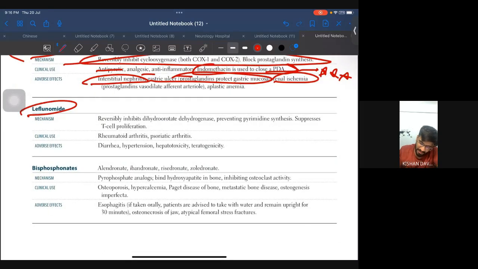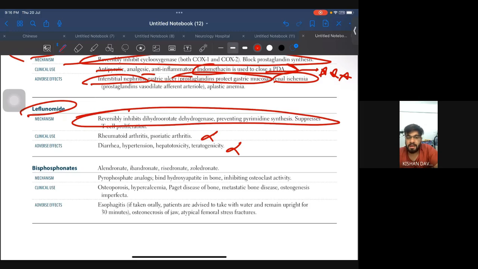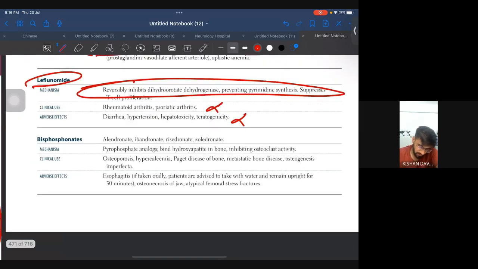Leflunomide. They haven't asked anything regarding this, but they have asked the mechanism. They have asked the mechanism. So make sure you know the mechanism.